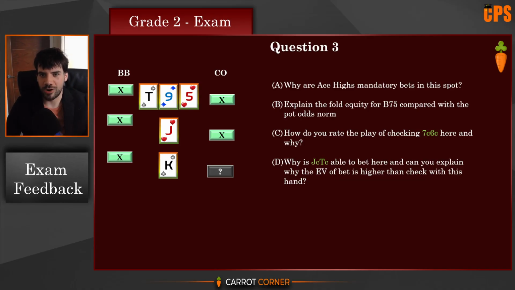Part A says, why are ace highs mandatory bets in this spot? Explain the fold equity for B75 compared with that pot odds norm value. Why is it actually higher? You would have found that it's higher. How do you rate the play of checking 7-6 of clubs on the river? And finally, why is Jack 10 able to bet here? And can you explain why the EV of bet is higher than check with this particular hand?